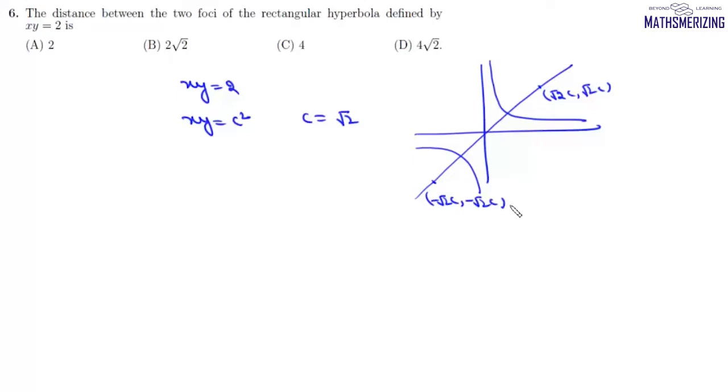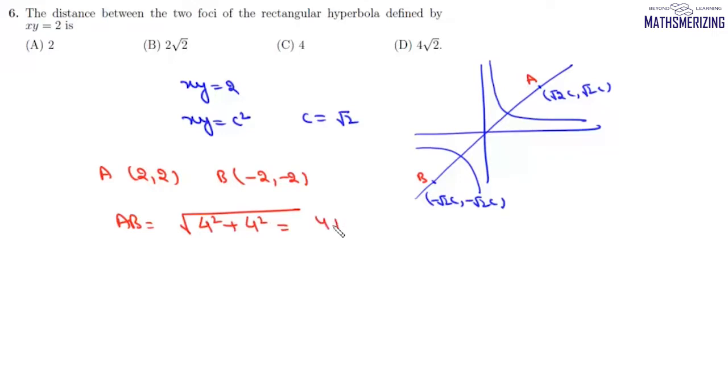We have already covered this in conic sections. I'll provide the link to the rectangular hyperbola video in the description below. Now this point is suppose A and this is B. A in this case will be (2, 2) and B will be (minus 2, minus 2). Now the distance between the foci AB will be simply root of 4 square plus 4 square, and it will be simply 4 root 2, and that's your option D.